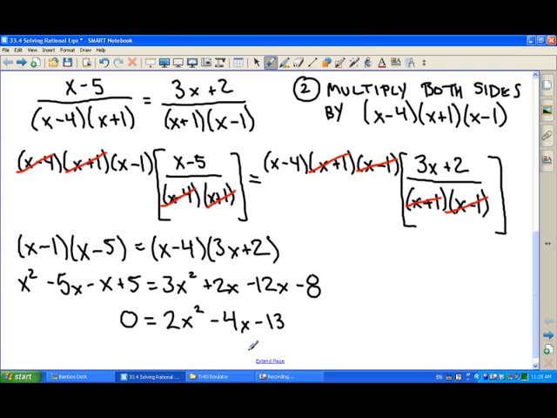So I could have two solutions here since this is a quadratic. I could try and factor it, and I'd have to use factoring by decomposition. So I'd be looking for two numbers that multiply to negative 26 and add to negative 4. If I can't think of those numbers quickly off the top of my head, then I'm going to jump to using the quadratic formula to solve.